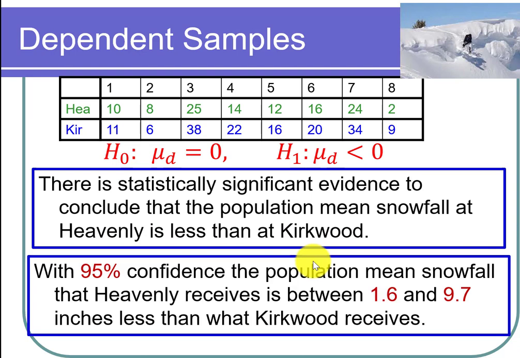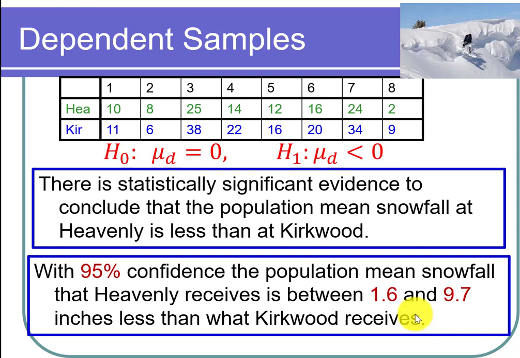And for the confidence interval, remember we had negative 9.7 to negative 1.6. I like to take the negatives out and turn the greater than into a less than and switch the order. And here's how I like to interpret it. With 95% confidence, the population mean snowfall that Heavenly receives is between 1.6 and 9.7 inches less than what Kirkwood receives. So Kirkwood looks like it receives more snow.